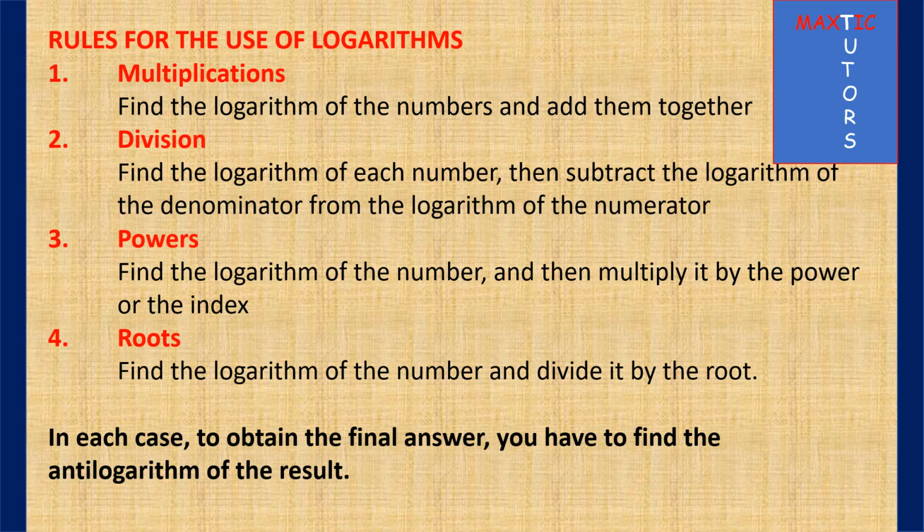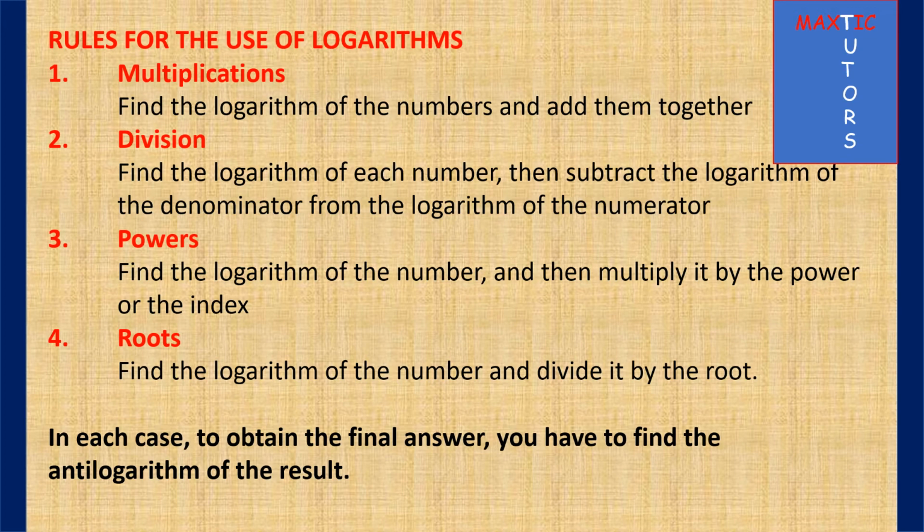What are the rules for the use of logarithm? If you have any numbers that multiply each other, the rule is that you must find the logarithm of the numbers and add them together. If you have numbers that are dividing each other, you find the logarithm of each number, then subtract the logarithm of the denominator from the logarithm of the what? Numerator. We're still going to look at an example.